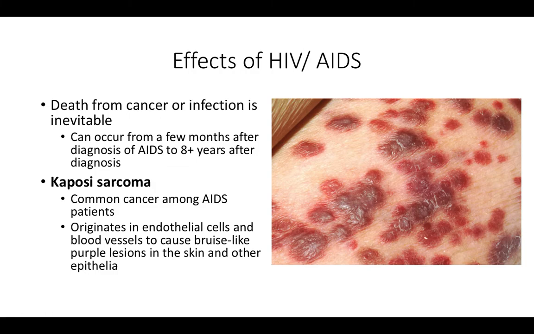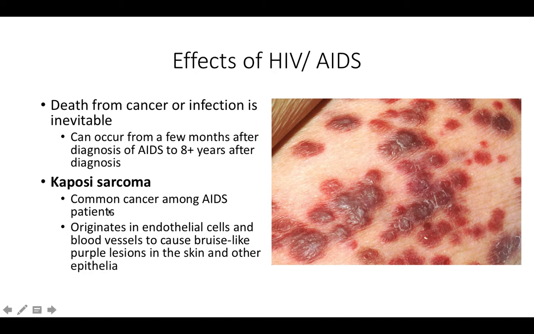So for that reason, death from cancer or infection is inevitable, but it's not really a given when that's going to happen. Sometimes it can occur a few months after the diagnosis of AIDS, and sometimes it happens 8+ years after the diagnosis. Somebody could live 10 years without ever knowing they have HIV or without HIV developing into AIDS, and then people can live a long time with AIDS without ever succumbing to some sort of secondary infection or cancer.